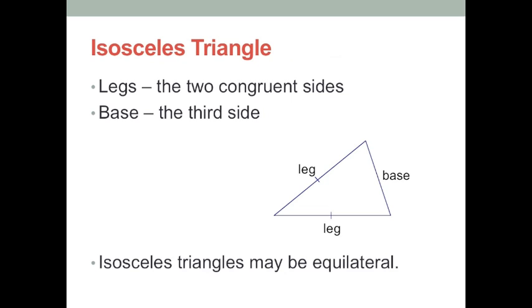In an isosceles triangle, the legs are the two congruent sides and the base is the other side, the third side. Isosceles triangles may also be equilateral. Equilateral triangles have three congruent sides, so it would also have two congruent sides, which makes it isosceles.